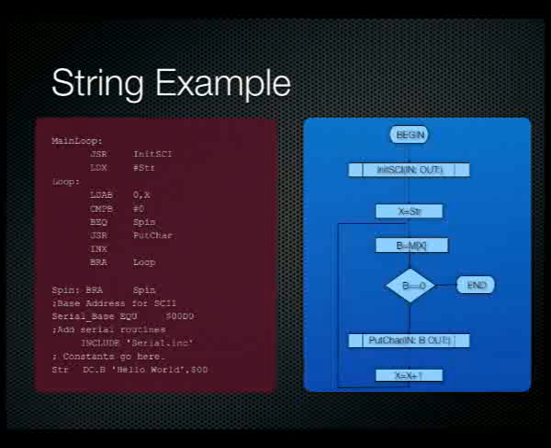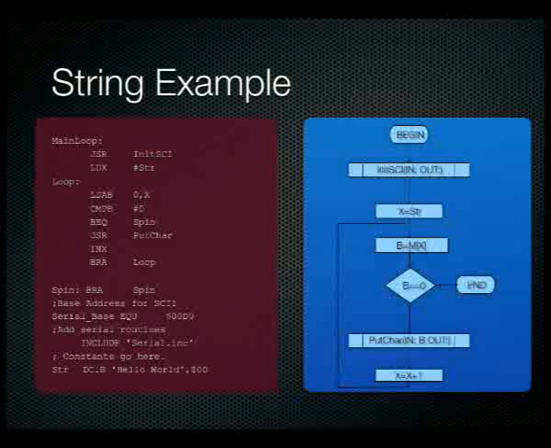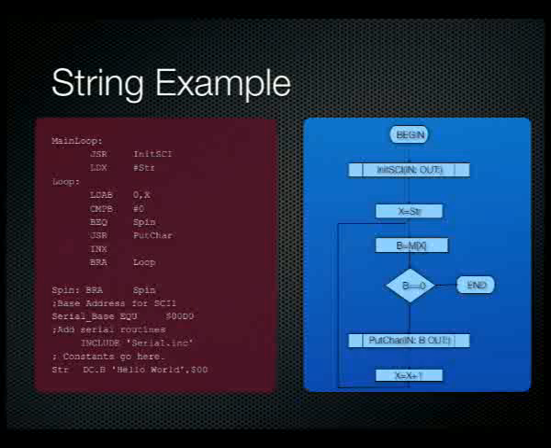So how do we do that? We're simply using indexed addressing. We simply load the value that X points to into accumulator B. We compare that to see if it's a zero, because we're using null terminated strings here.